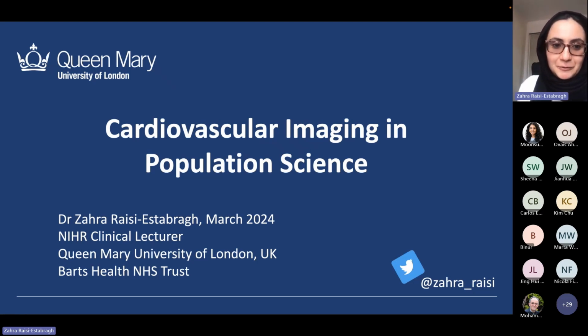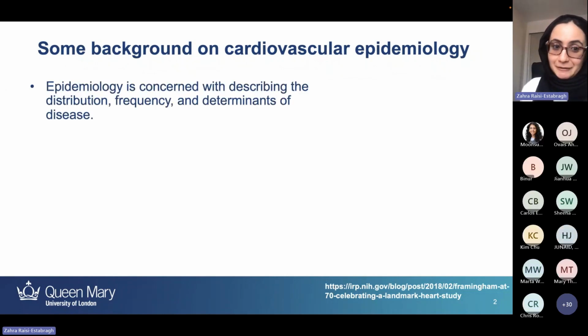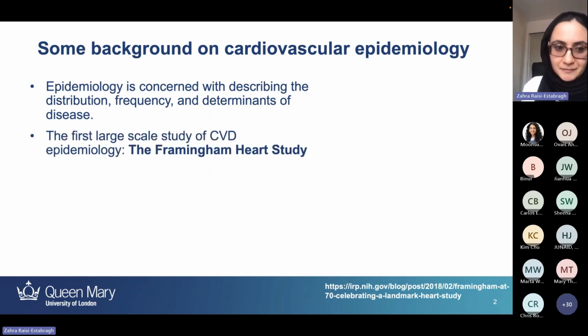As you mentioned, I'll be talking about how we can use cardiovascular imaging in population science. I'd like to start with a bit of background on cardiovascular epidemiology. Now, epidemiology is concerned with describing the distribution, frequency, and determinants of disease. The very first large-scale study of cardiovascular epidemiology was the Framingham Heart Study.